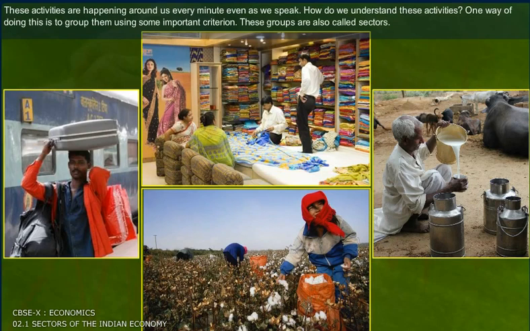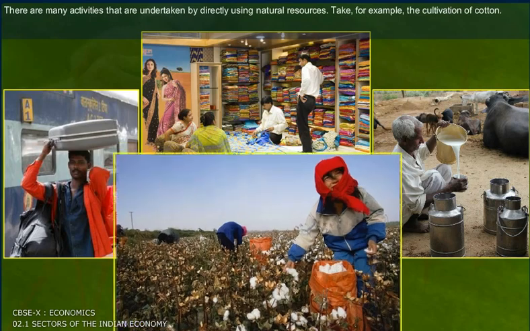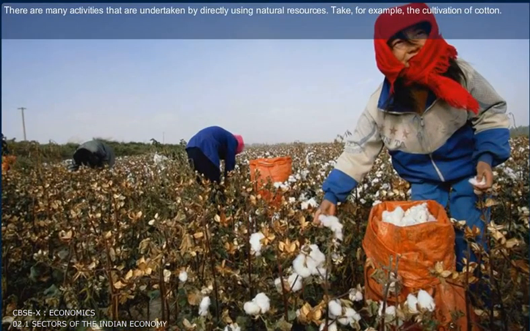These activities are happening around us every minute, even as we speak. How do we understand these activities? One way of doing this is to group them using important criteria. These groups are also called sectors. There are many activities that are undertaken by directly using natural resources.